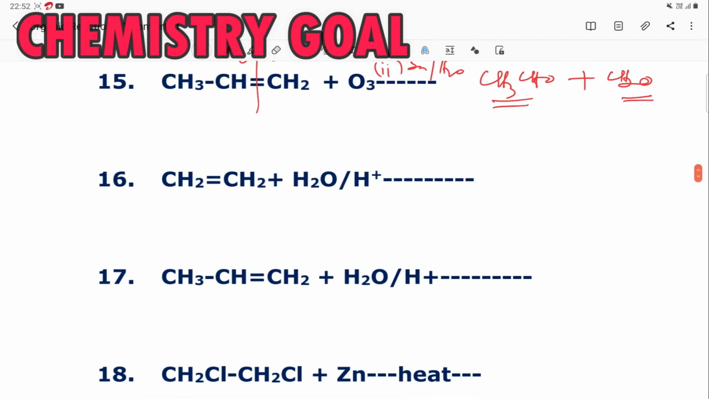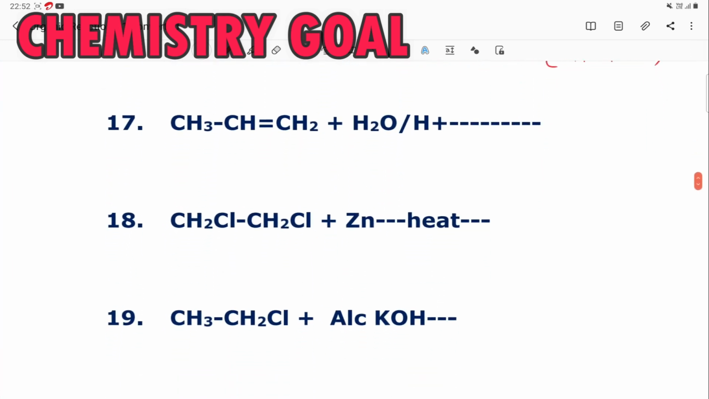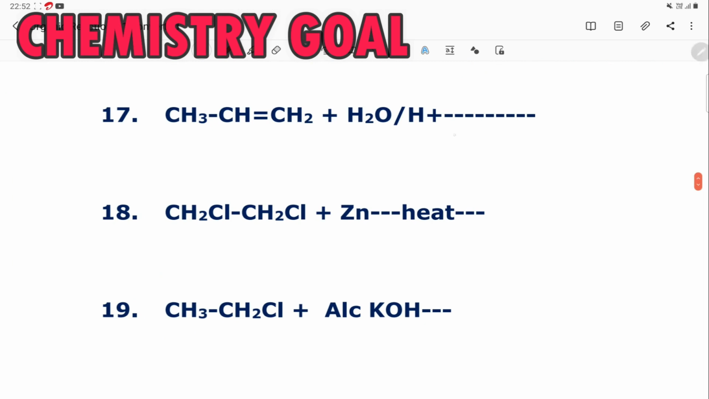Here it is the hydration of alkene. The result is that H and OH will be added, H plus and OH minus. So one side is CH3 and the other CH2OH, one side H, another side OH. So the result is alcohol. Alcohol will be formed. Here the alcohol is ethanol.